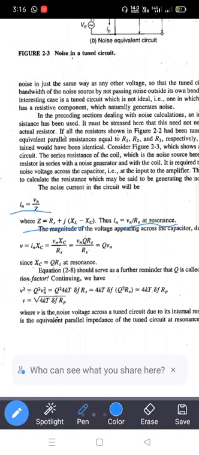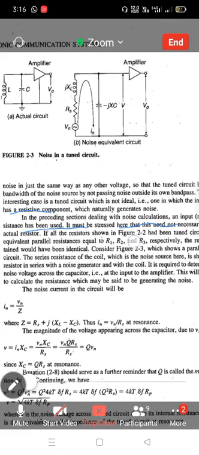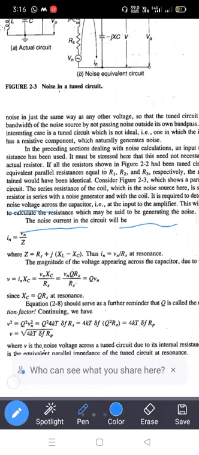Okay, so what we get here, IN equals Vn by Rs, and V, that is the output voltage, is V0. So V equals IN into XC. So what is IN? Vn by Rs, and what value will we put for XC? Q into Rs. Why? Because at resonance this RLC circuit becomes purely resistive. Therefore we have V equals Vn into Q into Rs divided by Rs.